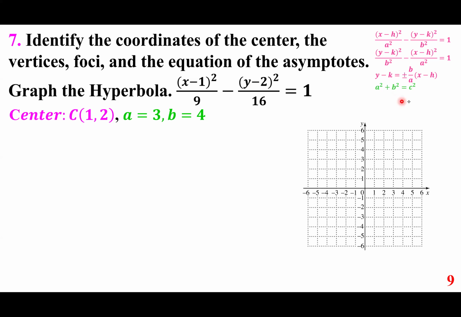All right. So the way the asymptotes work, remember, it was y equals plus minus b over a times x. So instead of y, we're going to put y minus k. And instead of x, we're going to put x minus h. So y minus k is y minus 2. x minus h is x minus 1. We can move the negative to make it positive 2.